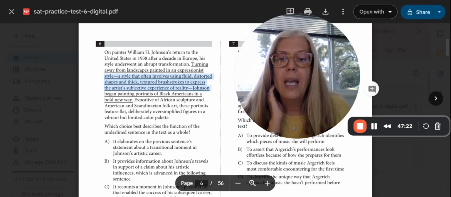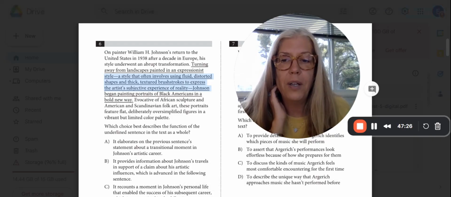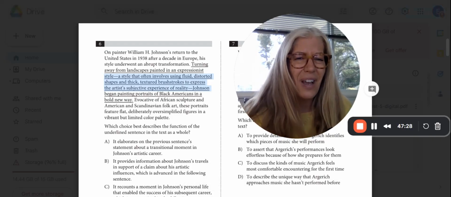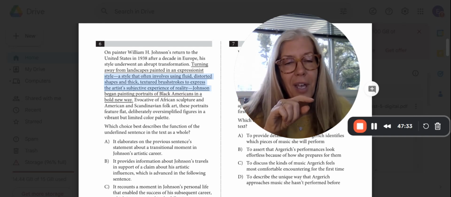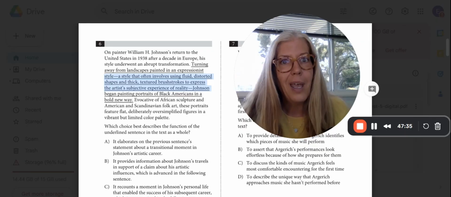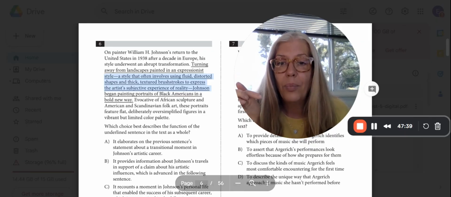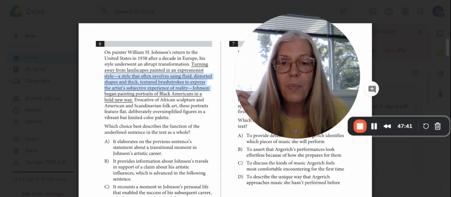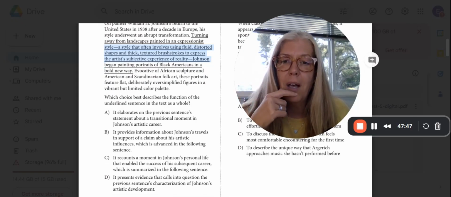So A, it elaborates on the previous sentence's statement about a transitional moment in Johnson's artistic career. Isn't that the definition of an M dash? It elaborates on the subject that came just before it. So A is very true. It elaborates on the previous sentence's statement about a transitional moment in Johnson's artistic career. I love that one. We'll read the rest, but I love that one.